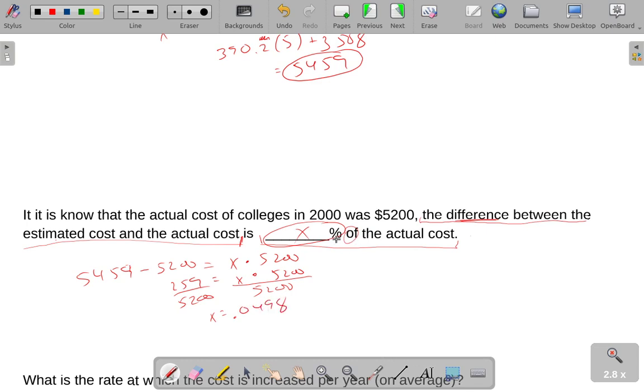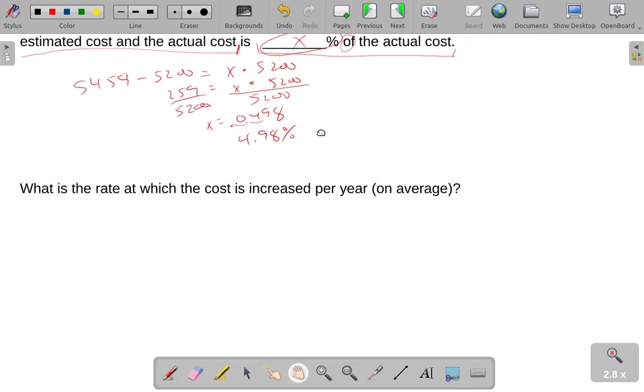And lastly, I'll convert this to a percent by moving my decimal place two places over as I introduce the percent symbol. So the difference between the estimated cost and the actual cost is 4.98% of the actual cost. All right, last question here. What is the rate at which the cost is increasing per year on average?